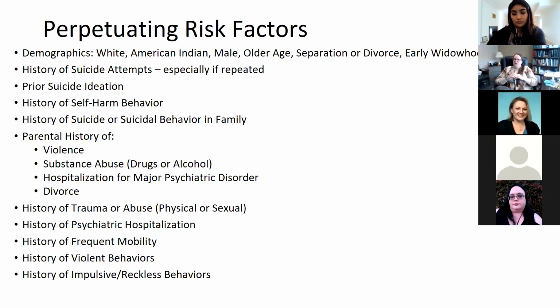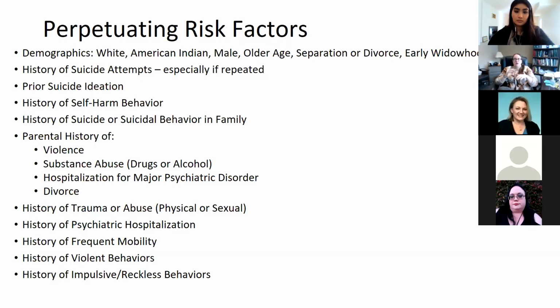early widowhood. This is talking about kind of top concerning categories. So we know that whites, compared to other minorities, are more likely to engage in suicide. We know that males are more likely to complete suicide than women. We know that American Indians, Native Americans, are more likely to engage in suicidal behavior than other groups. We also know that older age is more likely to result in a completed suicide.